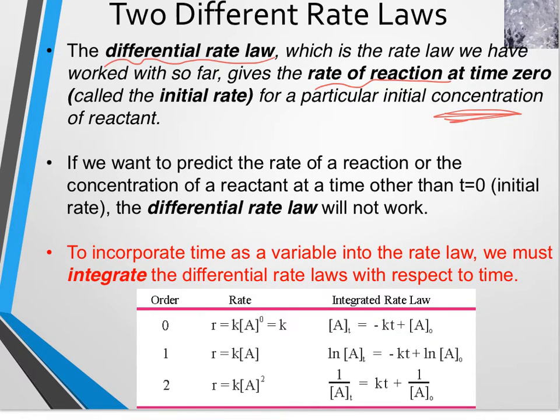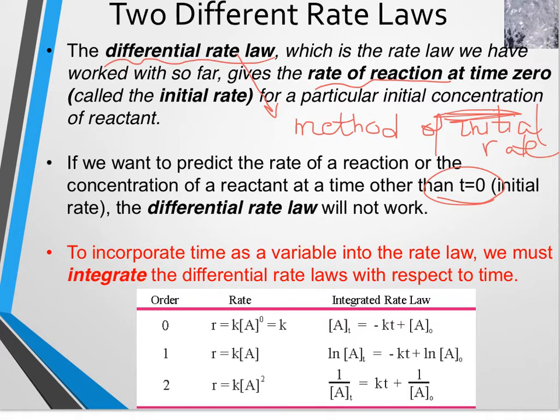So one of the things you want to associate is when you see differential rate law, it's, if you remember, called the method of initial rates. Okay, that's when we made a tangent line at the very beginning of a reaction and then do repeated trials to determine the order of the reactions. But if you want to predict the rate of a reaction at any time other than time equals 0, the initial rate, the differential rate law won't do that for you. And of course, chemists want information about the rate of reaction at different times, so therefore we have integrated rate law.